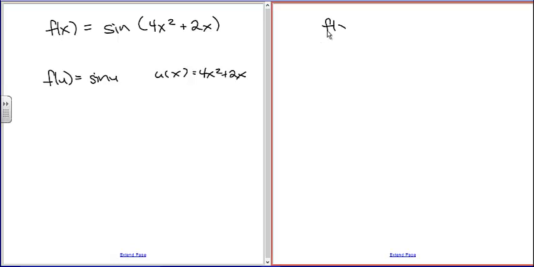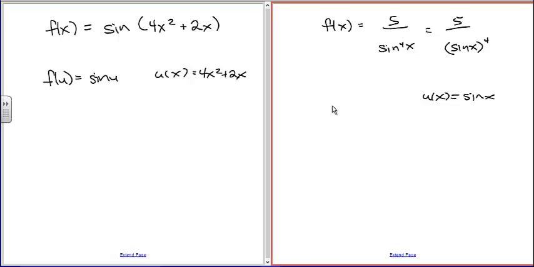Okay, the next one, 5 divided by the sine to the 4th of x. So this is where you need to rewrite the sine to the 4th as the sine of x raised to the 4th power. So again, in the parentheses we have u of x, which is the sine of x, and f of u is 5 divided by u to the 4th power, which again we have to rewrite as 5 times u to the minus 4th power.